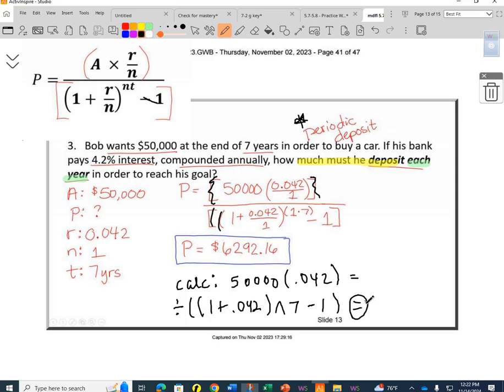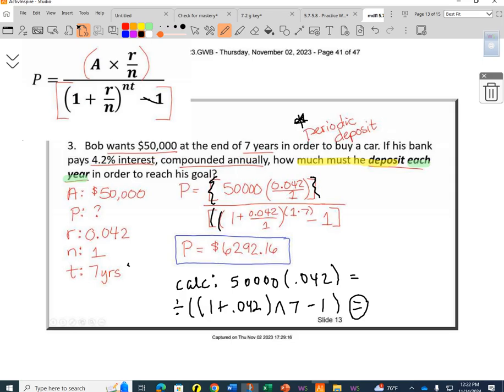Any questions? I see there's a person or two still writing the calculator strokes. We're going to go on to the last example. If you're still struggling with the calculator strokes, we only have one more example. You have time to come up and sit with me and we'll enter it together, okay? We're going to go into our last example.